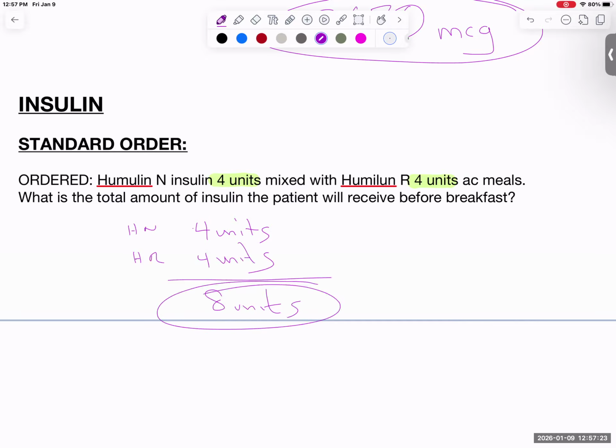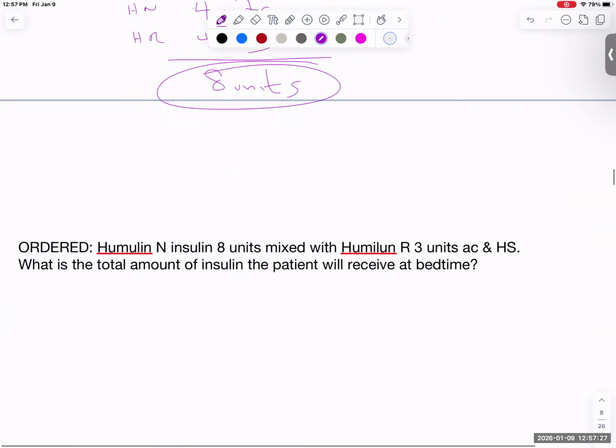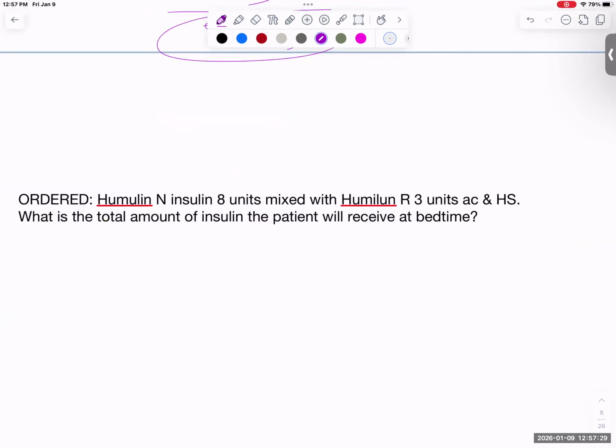Okay? The errors come when people don't read the questions. So what's the answer to this one? Well, first, you know what AC means. What does HS mean? At bedtime. So HS means hour of sleep. So that is at bedtime. So this patient is going to get insulin before their meals and at bedtime. Awesome. What's the answer to this question?